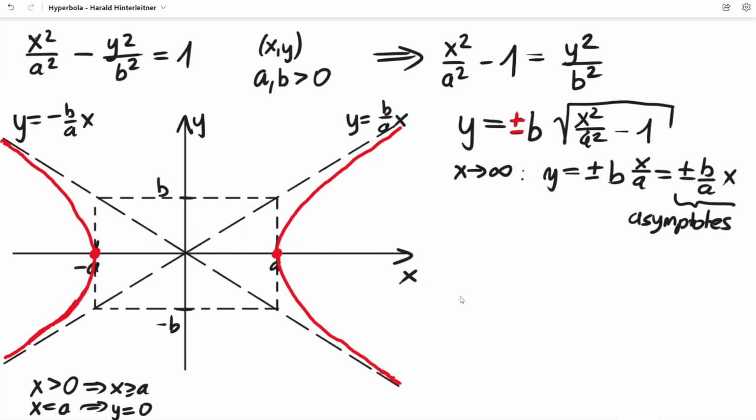I want to point out that this is a curve and not a function, because for a function, each x value only has one y value. You see here for one x value, we have two y values. Actually, the curve is mirrored 4 times. So the right upper branch is mirrored on the y-axis, then on the x-axis, and again.